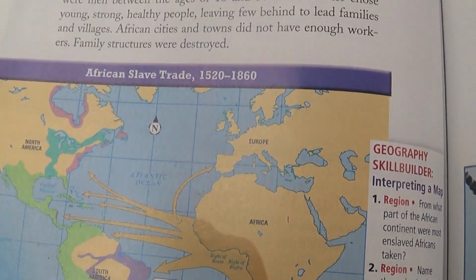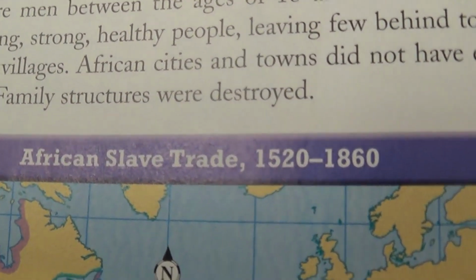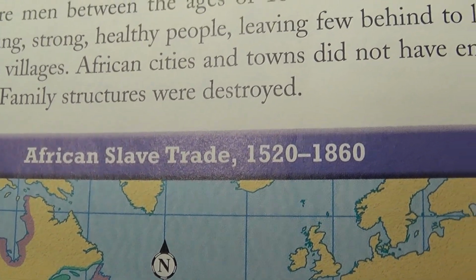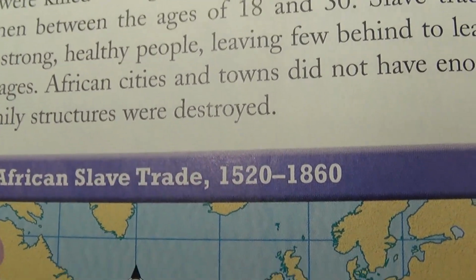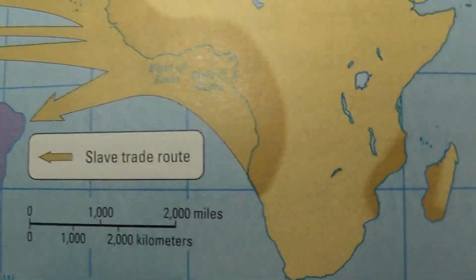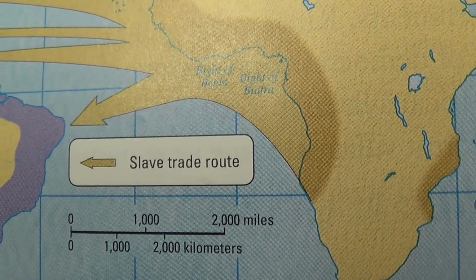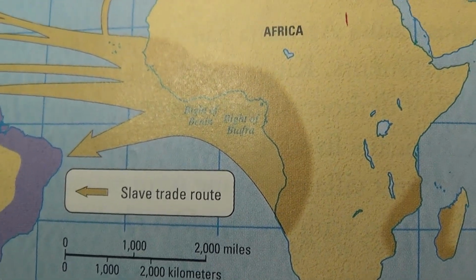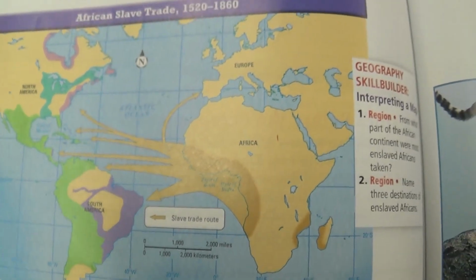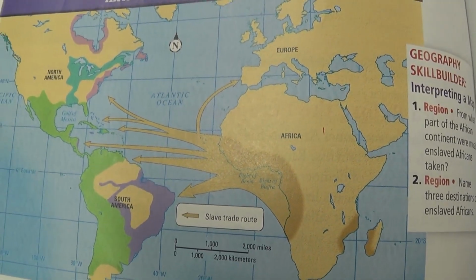Alright, so first thing you do is you read the title. African Slave Trade 1520 to 1860. Second thing you're going to do is you are going to read the legend. Brown arrow means slave trade route. Third thing you're going to do is you're going to match those colors and symbols on the map with the colors and symbols on the legend.